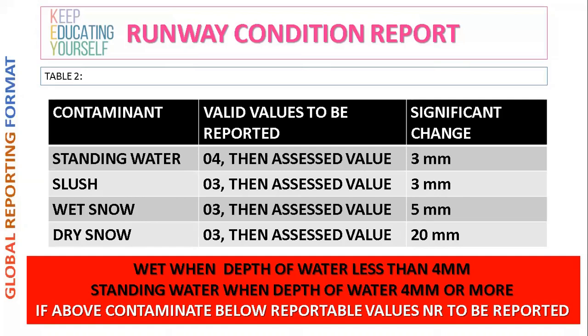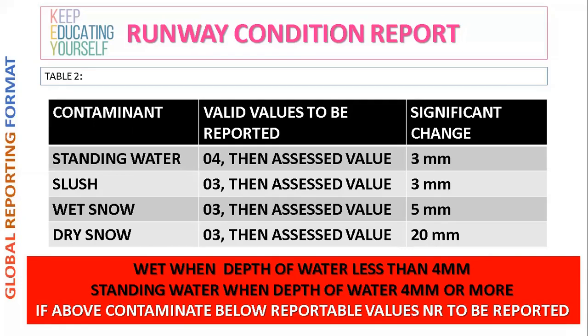If it is 0.3 mm, then it is not standing water. The water definition has been changed now. If the depth of water is less than 4 mm, it is wet. And if the depth of water is 4 mm or greater, then it is reported as standing water. Now, we report the depth of standing water when it is a minimum of 0.4 mm or greater.